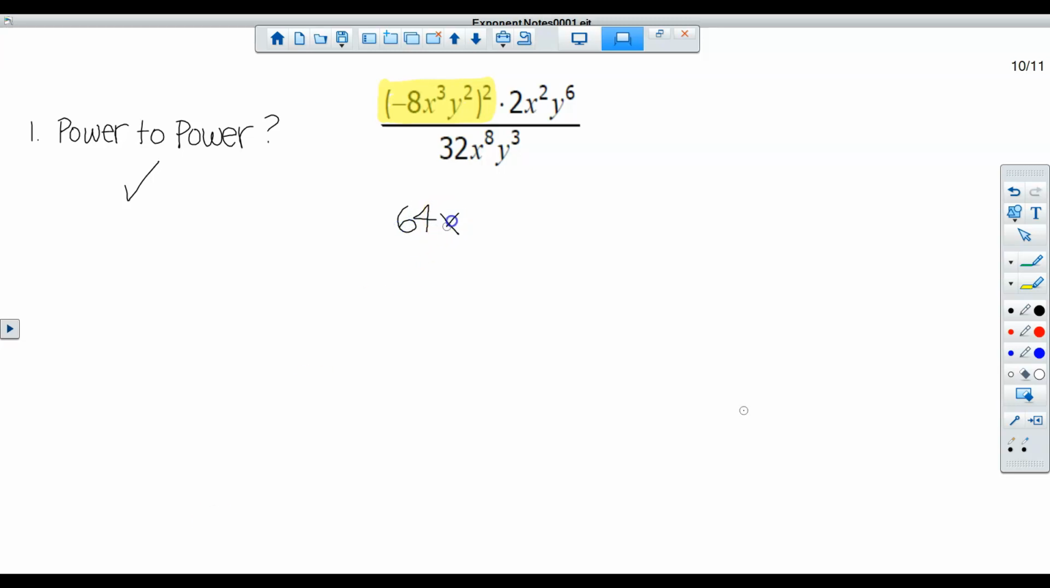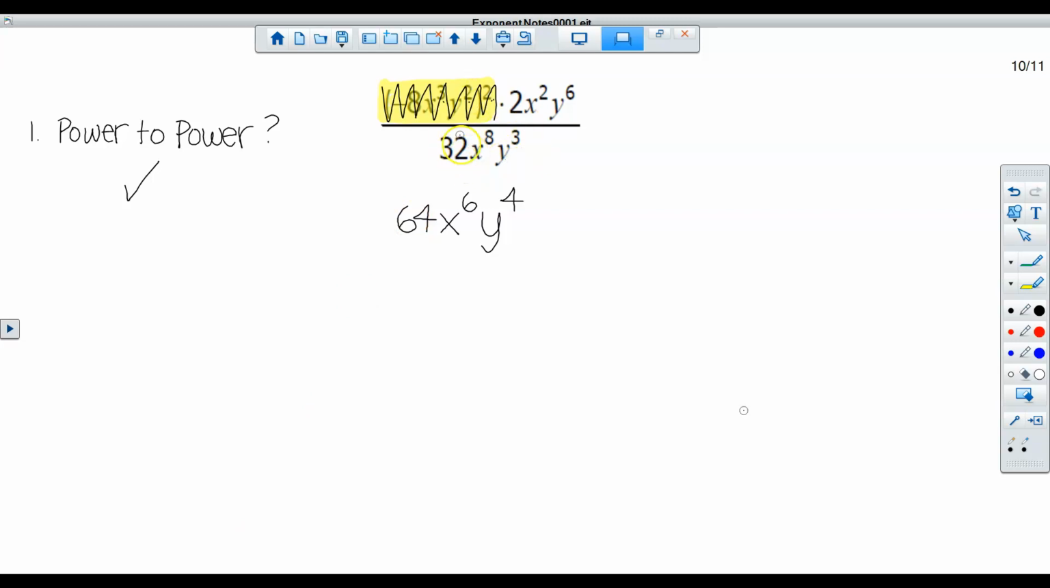Now, I'm going to have to do something with these exponents. This is power to a power, so I should multiply the two exponents together. So for x, I'm going to do 3 times 2 and get 6. And for y, I'm going to do 2 times 2 and get 4. So 64, x to the 6th, y to the 4th replaces what I had highlighted here in yellow.